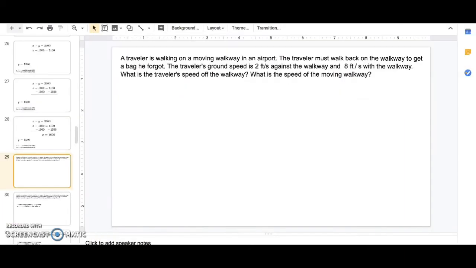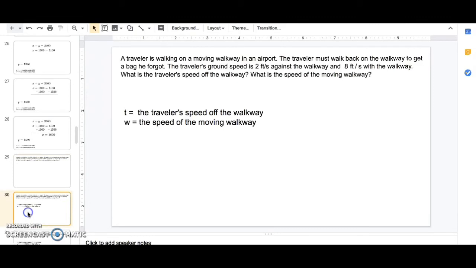So let's see. Okay, so first thing we need to do is set up our variables. Let's have t equaling the traveler's speed off the walkway, and let's have w represent the speed of the walkway itself. So if I'm traveling with the walkway, then I will be adding up my speed. So t plus w would be with the walkway. If I'm going against it, I will be subtracting my speeds because I'm working against it. So t minus w is against it.